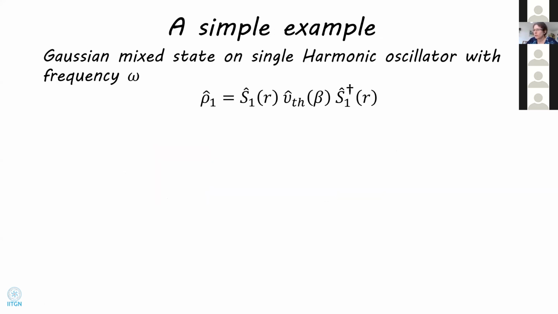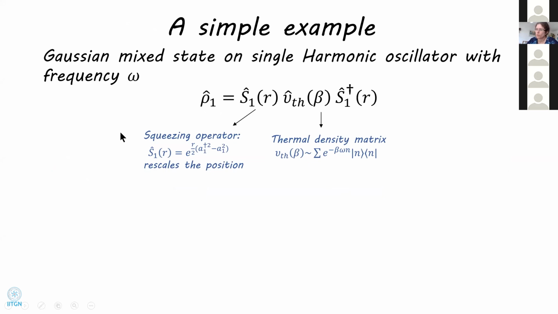So let me give you a simple example. Imagine that I'm looking at a Gaussian mixed state of a single harmonic oscillator with frequency omega. The most general density matrix of this one degree of freedom can be constructed by multiplying by each other three elements. The center element, that is the important one, is the reason for the mixture, is simply the thermal density matrix that we all know and love. And then I can also squeeze the operator, which just rescales the position in position space representation. So that's the most general mixed state of a single degree of freedom. It has two parameters, the temperature beta and the squeezing.